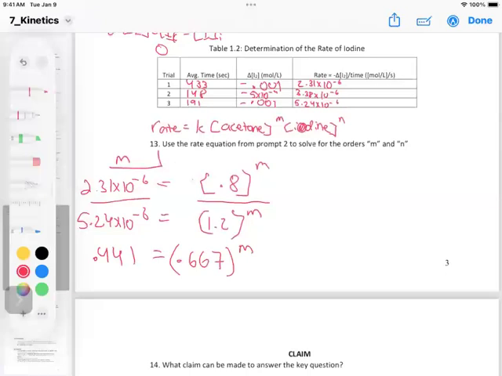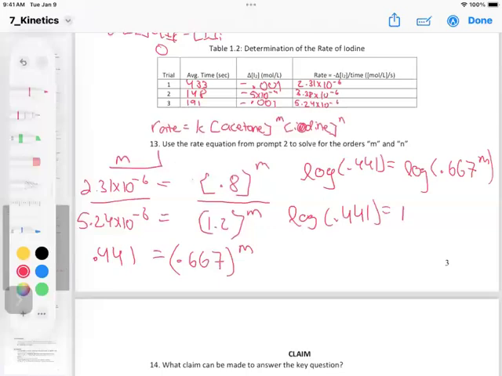Now, what we're going to do is we're going to take the logarithm of each side. So log of 0.441 equals log of 0.667 to the m. And the reason we do that is because of the rules of logarithms, that m will drop down. So this is the same thing as the log of 0.441 equals m times log of 0.667. I'll now divide both sides by log 0.667.